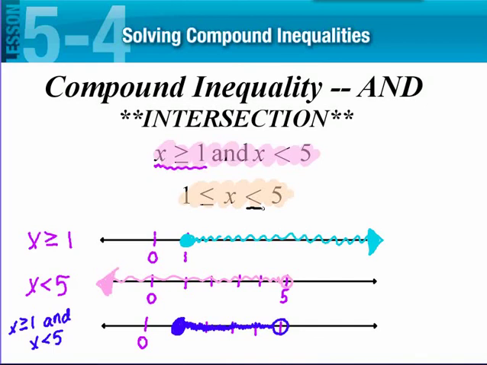It'd be a shade, it'd be a 5. The full 5 would have been shaded. If I would have had this, what can you tell me? No. The 1 would have been open. Okay? So that's another way you can graph. Both of these are intersection graphs.